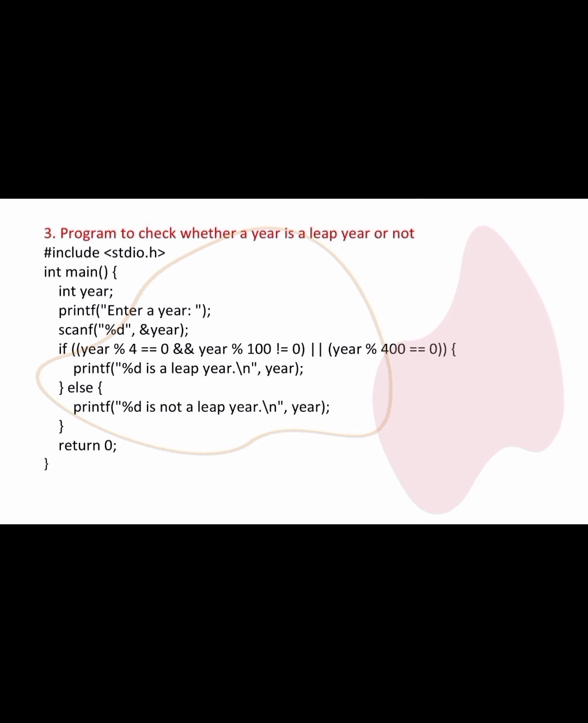Leap year check. The if statement checks if the entered year is a leap year based on the following conditions. It is divisible by 4. It is not divisible by 100, unless it is divisible by 400. If these satisfy the leap year condition, it displays a message indicating that the year is a leap year, otherwise it displays a message indicating that the year is not a leap year. Return 0 indicates the program executed successfully, and the output will be this.